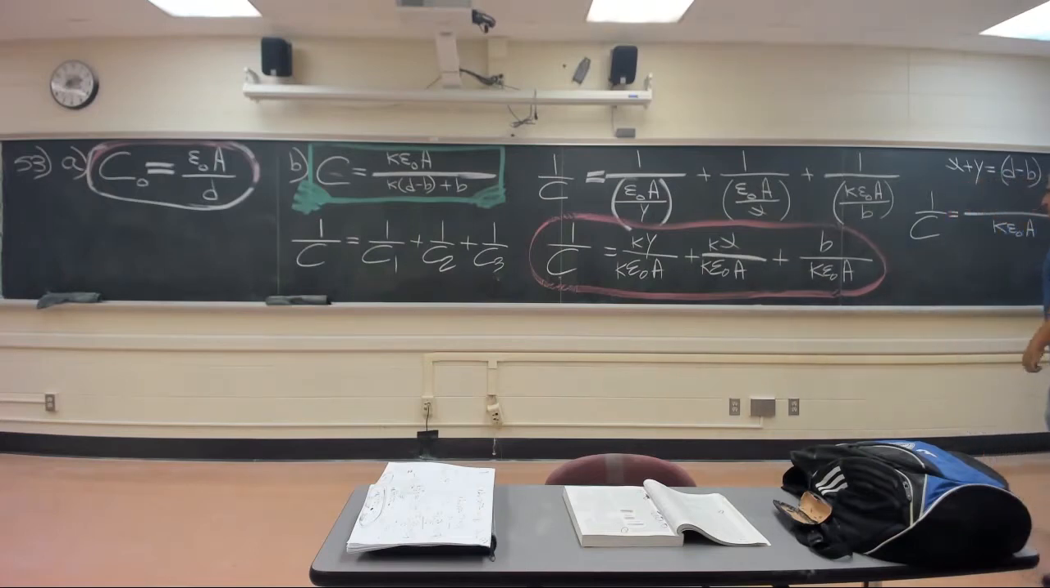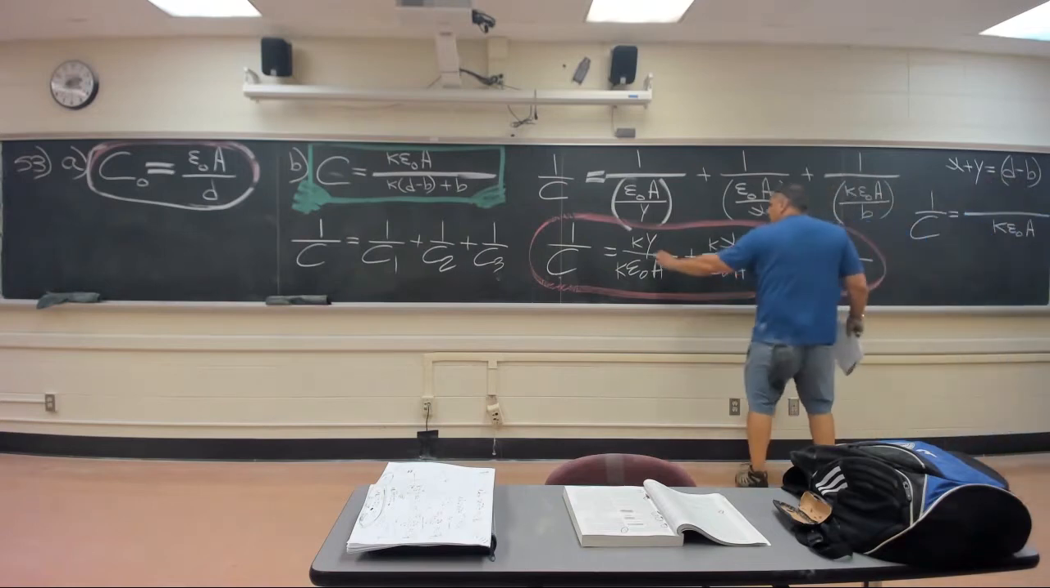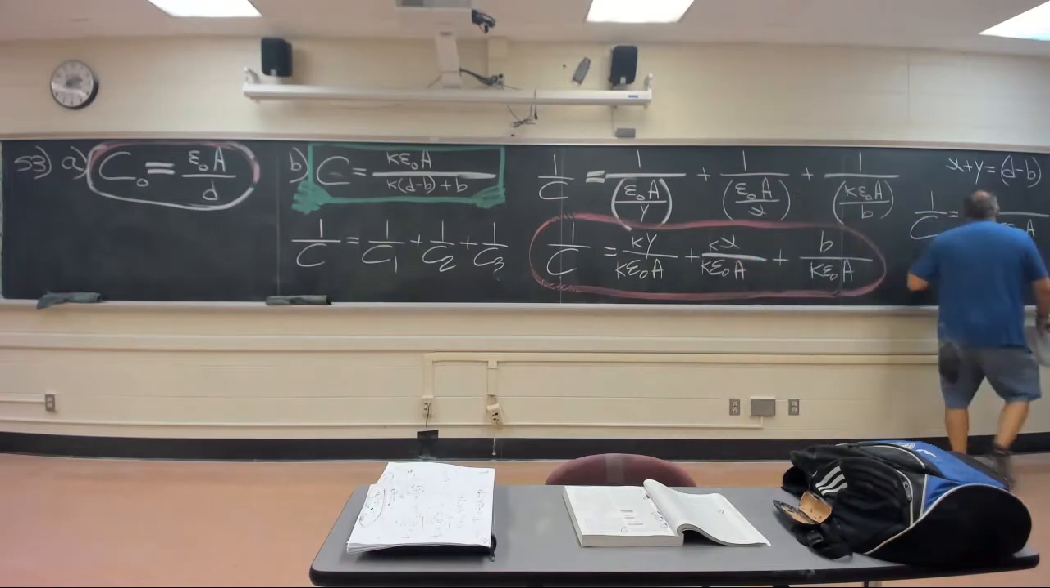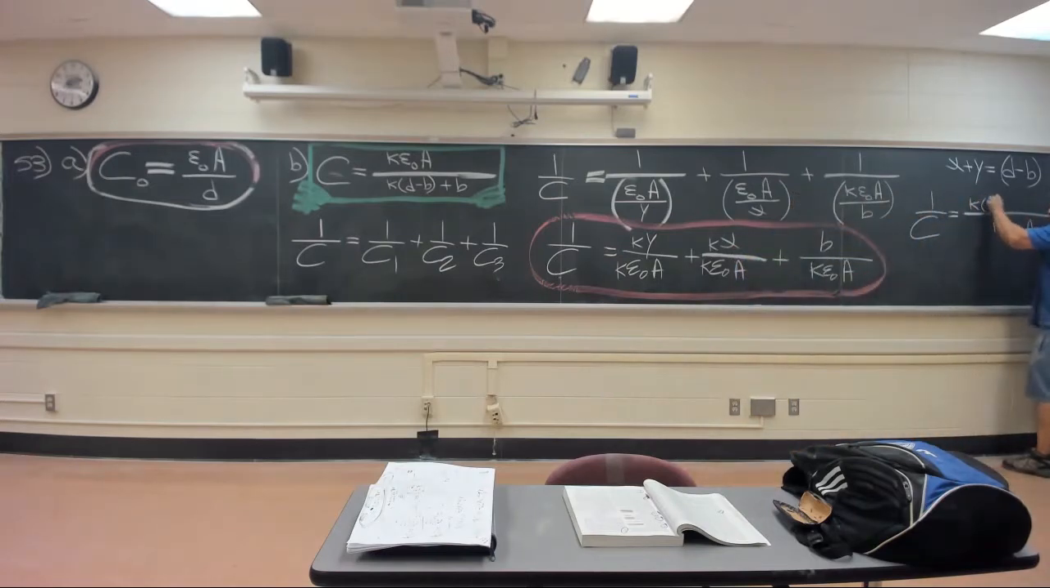Yeah, true. Kappa y plus kappa x is kappa times y plus x, or x plus y. We'll cross that bridge real soon. And this is b. Wait a minute. You see what I see? x plus y is the same as d minus b. 1 over c is kappa times d minus b plus b.